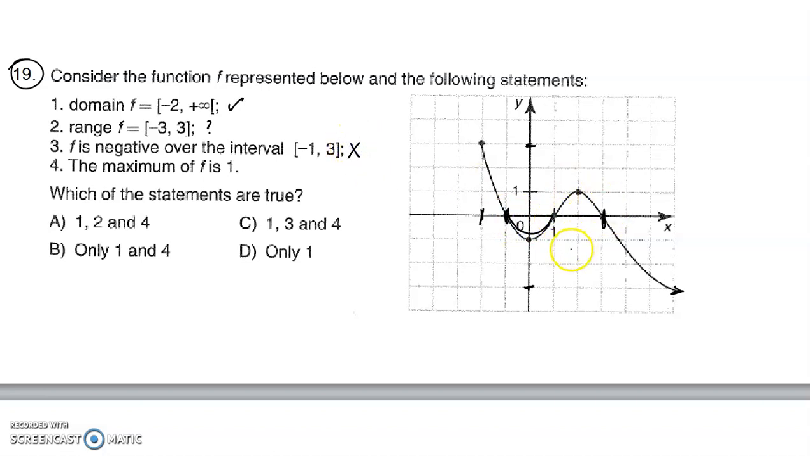And the maximum of this function is 1. That's not true. The maximum of the function is 3. So that one is incorrect. So which one is correct? 1, 2, and 4. Definitely not 4. So only 1. There we go. See how that works with the process of elimination. Okay, hopefully that works for you.